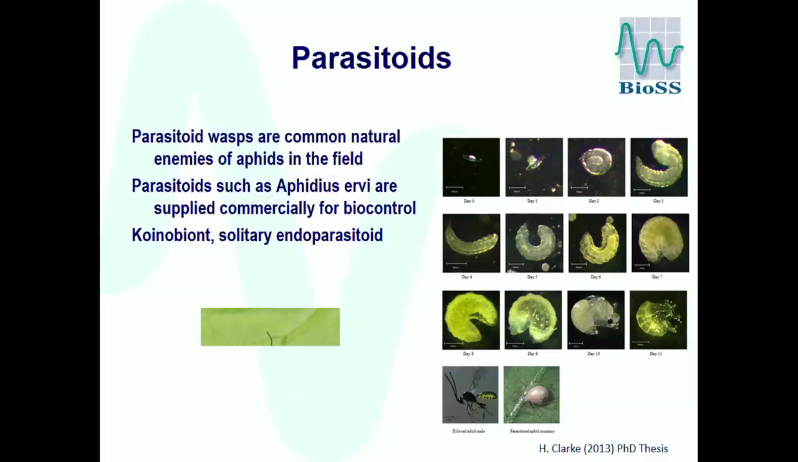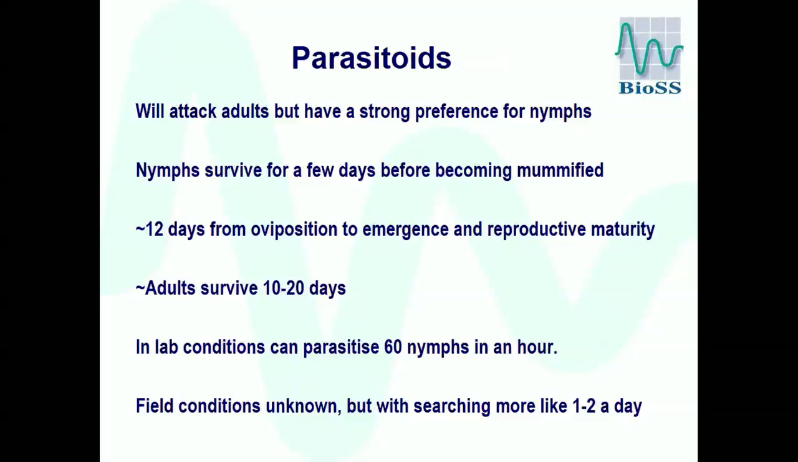When it does that, it mummifies the aphid, and a few days later it emerges as a parasitoid, and you get one parasitoid from each aphid. So this has been quite extensively studied and the timings monitored. A recent PhD student looked at it in depth and looked at superparasitism as well. They have a strong preference for the nymphs rather than the adults. They survive a few days before they mummify. Again, about 12 days from oviposition to emergence and reproductive maturity. Adults survive 10 to 20 days. So the point about this is it's almost identical in scale to the nymphs. Okay, so we can't ignore the development times entirely.